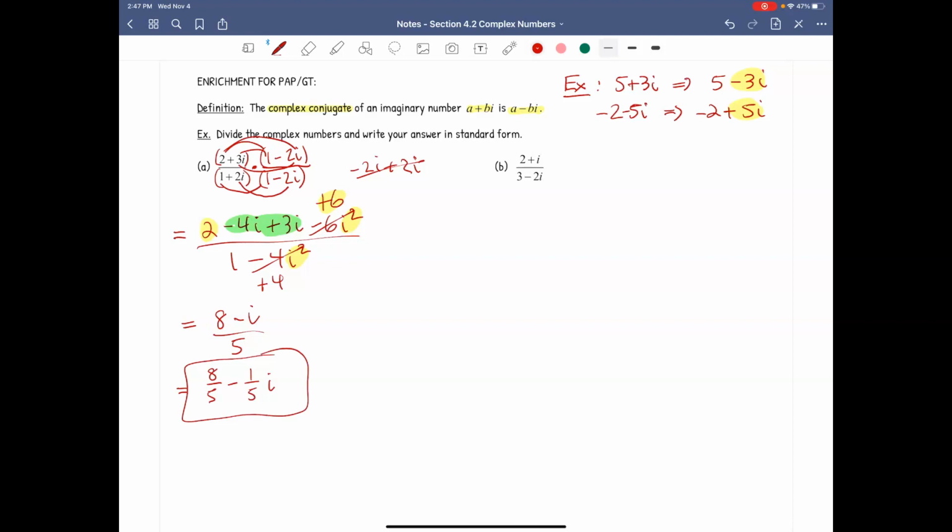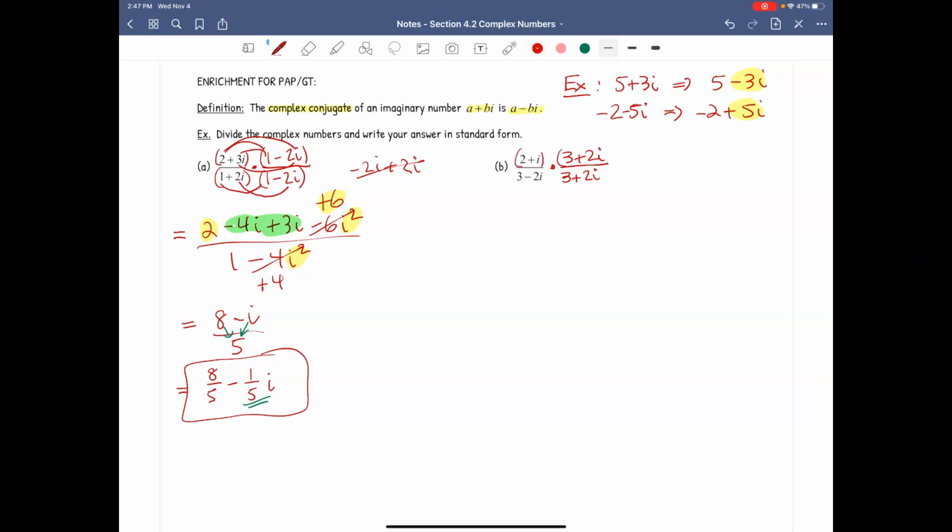So again, what exactly did I do? I took 8 and divided by 5, and then I took -i and divided it by 5 and just wrote it as -1/5 i. In the next example, we're going to do exactly the same thing. We start off by multiplying the numerator and denominator by the conjugate of the denominator. For the denominator's conjugate, we change the sign of that imaginary part and get 3 plus 2i. I'm going to multiply by that in the top and in the bottom.